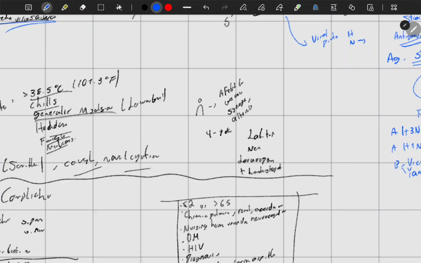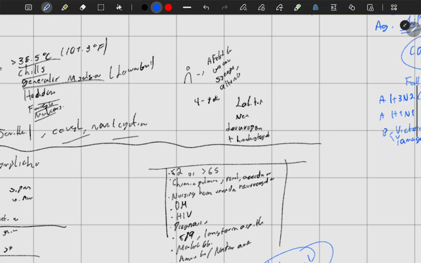So amantadine and rimantadine inhibit viral replication, and sometimes that has a delayed effect.